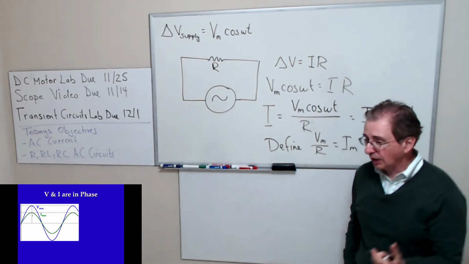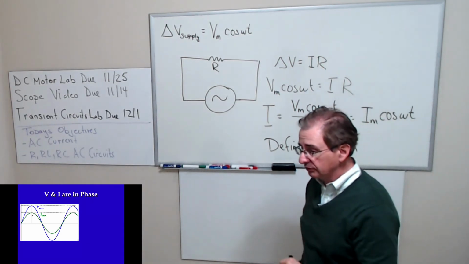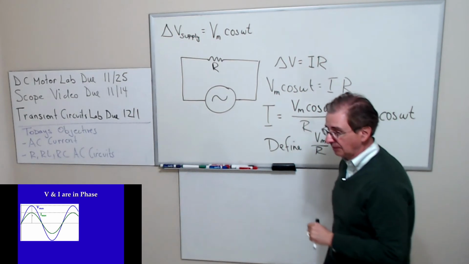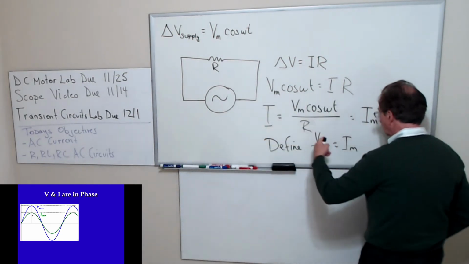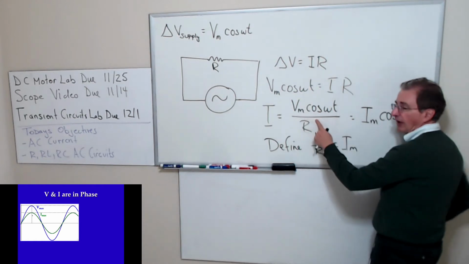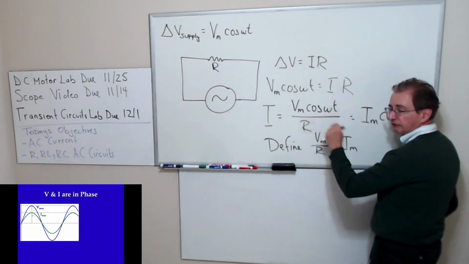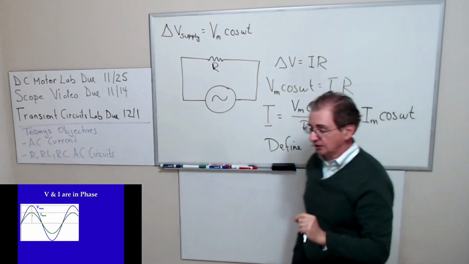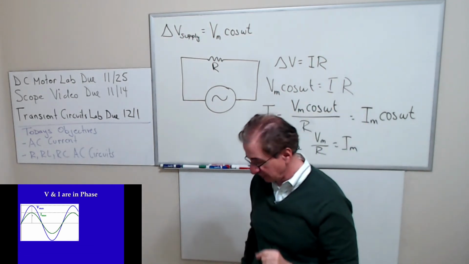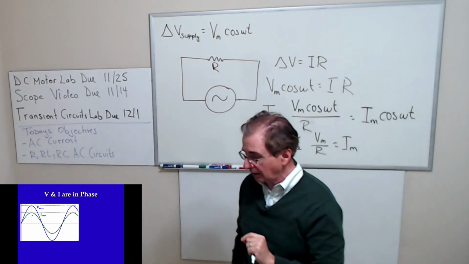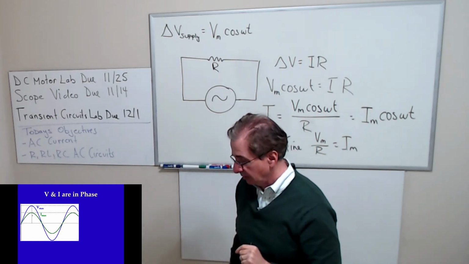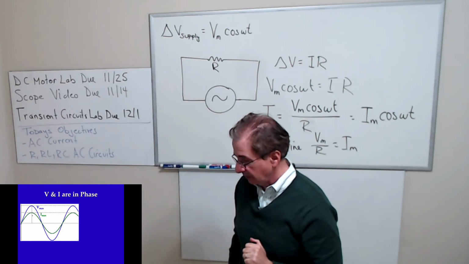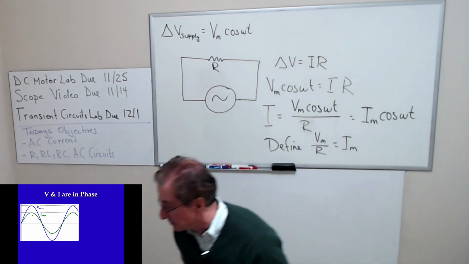If you were to plot a graph of voltage as a function of time and current as a function of time, since these two basically differ by a factor of R, they're going to be in phase. Now, what does that mean, in phase? Anybody can tell me? Because sometimes people have a hard time with the terminology. What does in phase mean? It's the same period, right?